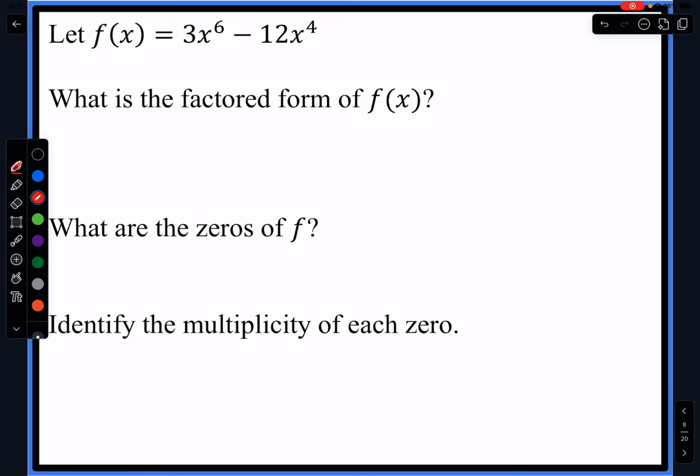In this video, I'm going to explain how to find the factored form of this binomial, identify its zeros and the respective multiplicities of those zeros. We'll begin by factoring this by using the greatest common factor.